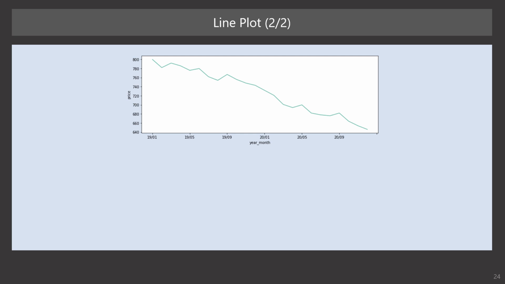Let's look at this example. It is a line plot that depicts the longitudinal stock price fluctuations of a company. It shows the stock price from the year 2019 to 2020. According to this chart, the stock price seems to be on a downward trend.